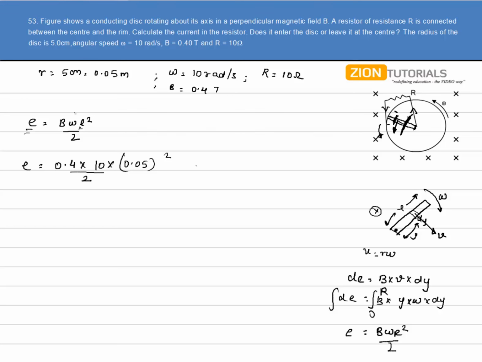Fine. Now current is given by Ohm's law, that is V by R. So simply substituting the values, we have resistance as 10 ohm. So on solving this, I get the value of current 0.5 milliampere, and that is the answer. And if we talk about the direction, then I told you that it is flowing in this direction. So from the center it is leaving, so it's leaving the center.